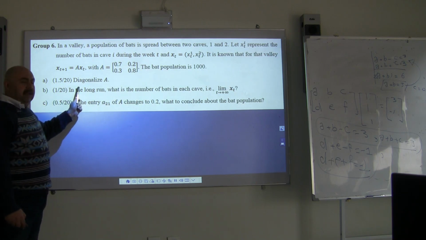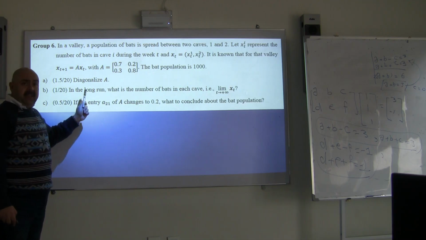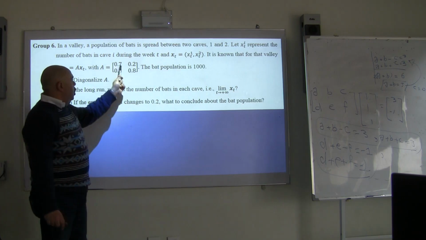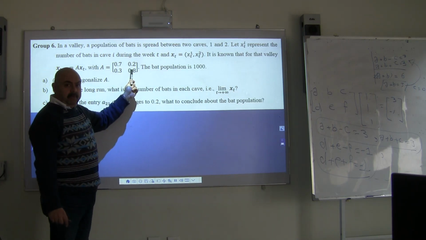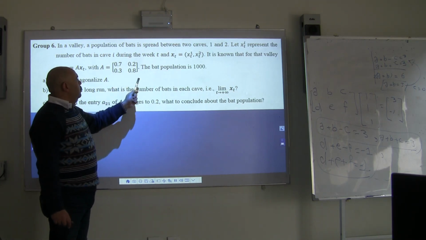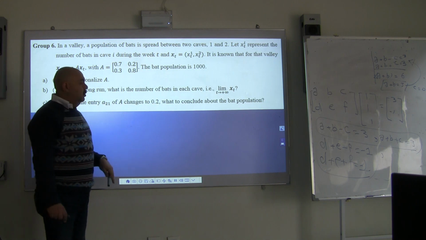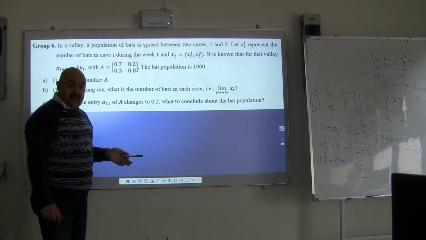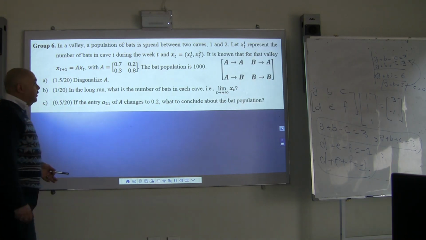Okay, we can diagonalize A. In order to diagonalize A, just to check what I told you previously, the trace of this matrix is going to be 1.5. The sum of each column comes up to 1. So one of the lambdas is 1, and you have the trace 1.5. So the other lambda is going to equal 0.5.